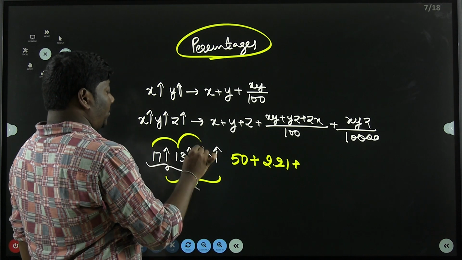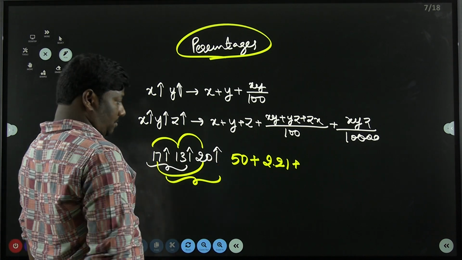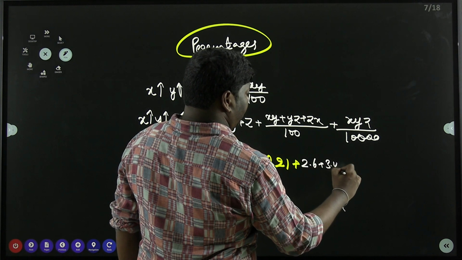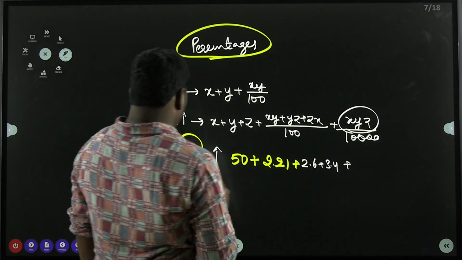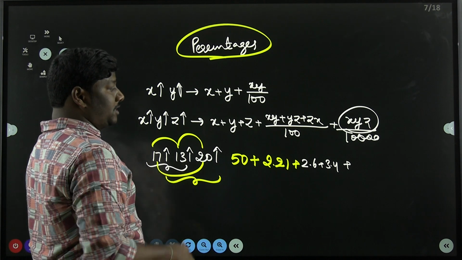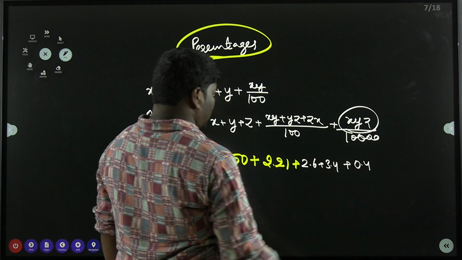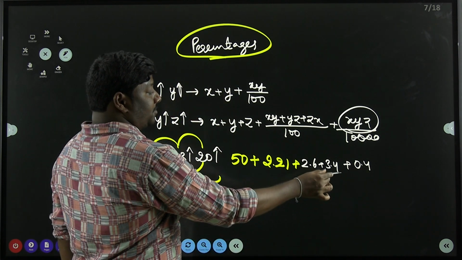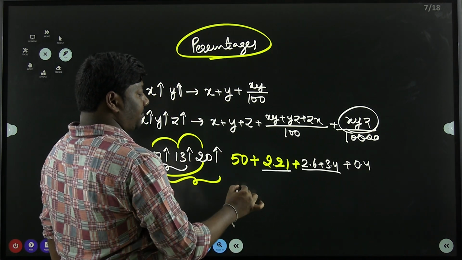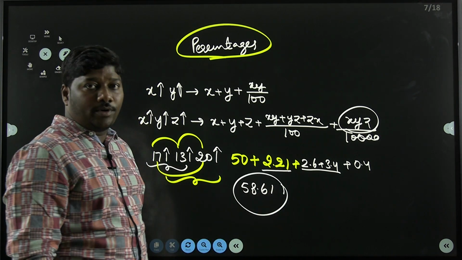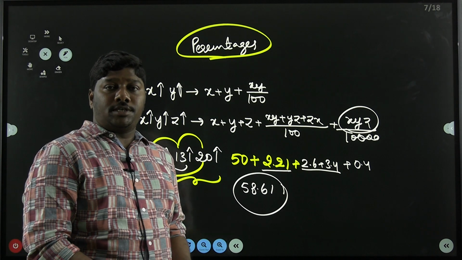Then you can say 26, 34. So, you can say 2.6 plus 3.4, plus the product, you know that it is 221 into 20, which is 4420. So, you can say 0.4. So, you can simply add it. This becomes how much? 6, 8, 58.61%. So, the overall increase is 58.61%.